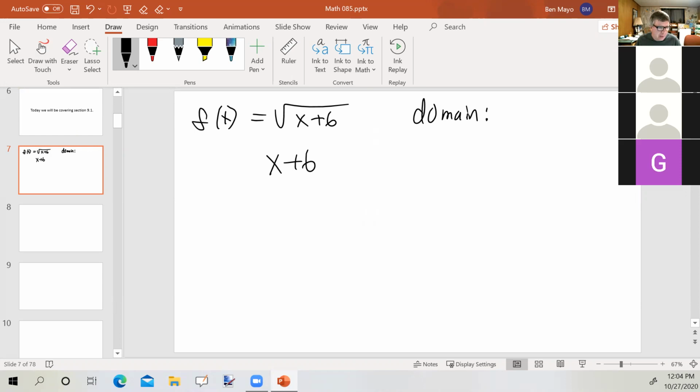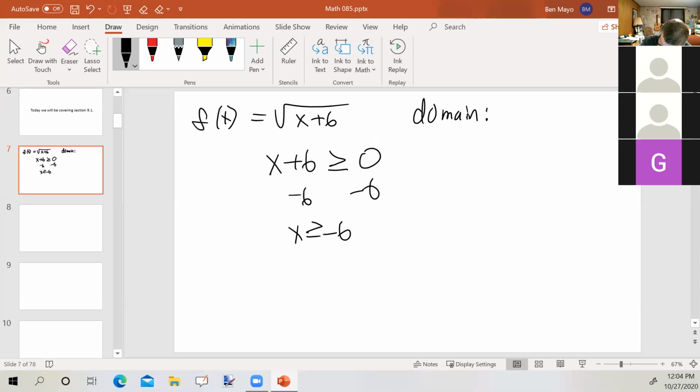Now, if it's not negative, what are the options that are left? Well, it could be positive or equal to 0. So all I did was I took the radicand and said it's got to be greater than or equal to 0. It's got to either be a positive number or 0. It can't be negative. It's got to be non-negative. You see what I did there? Yes. So now let's solve for x.